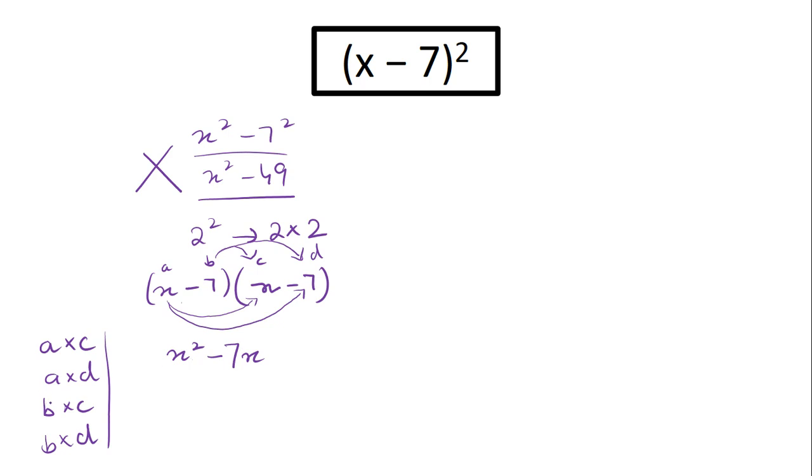The third step, B times C. So B is negative 7, C is x again. So negative 7 times x. Again, negative 7 times x gives me negative 7x.